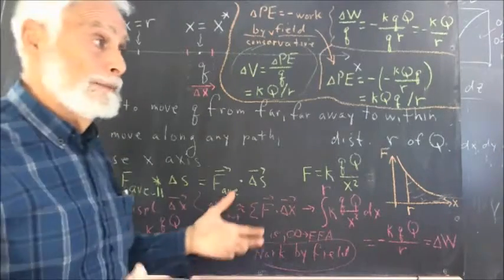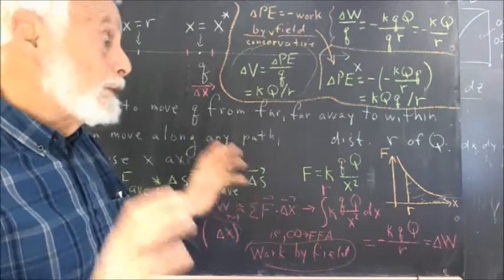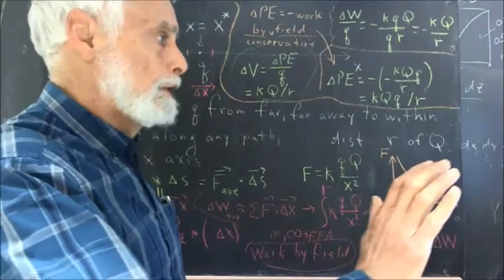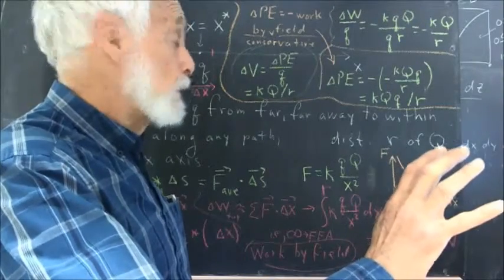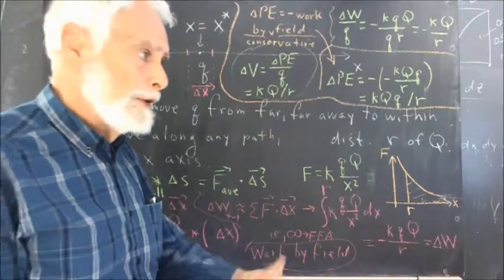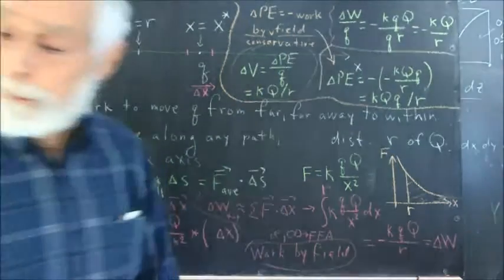Now it's obvious, first of all, so whatever we get should be consistent with this intuition. It's obvious that as we move the charge closer and closer, we've got to do positive work. Now, just as we have to do positive work in this situation, if I lift an object against gravity, I've got to do positive work.